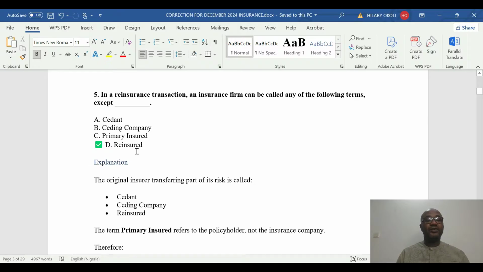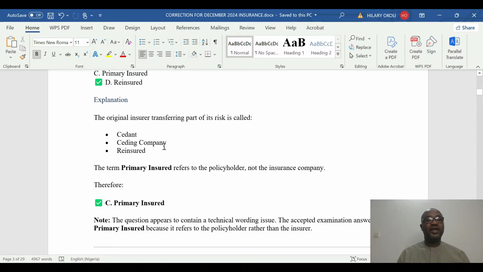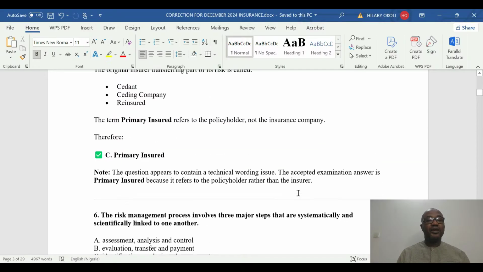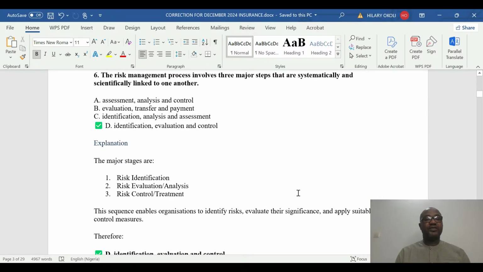Okay, so this is this. We didn't offer explanation here. So the answer is reinsurance. So the next question here is on the term primary insured refer to policyholder, not. Okay. Let's move. There's a mix up there. Let's move to number 6.